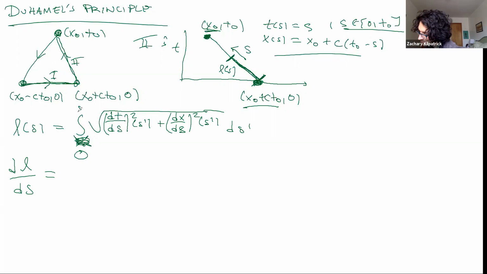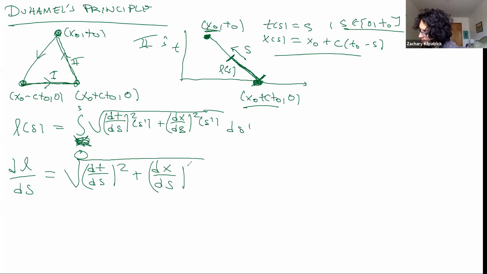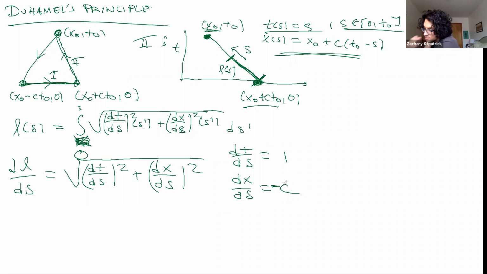So then what I get is that this is going to be equal to (dt/ds) quantity squared plus (dx/ds) quantity squared. And what are these things? Well, I can just get them by differentiating these formulas, right? dt/ds is equal to 1, and dx/ds is equal to minus c. So then this is equal to the square root of 1 plus c squared. That's it. That's all there is to that arc length formula.